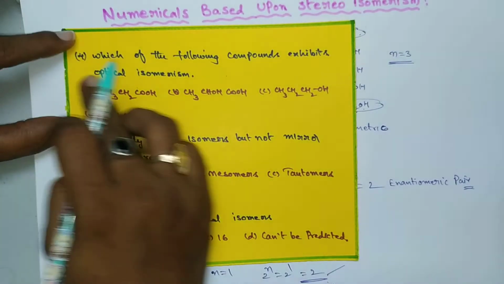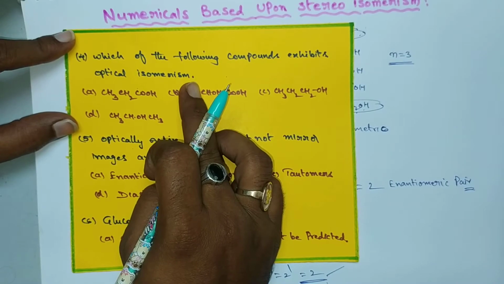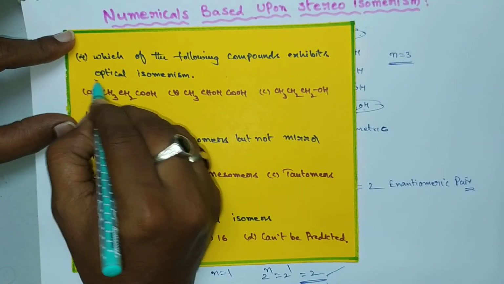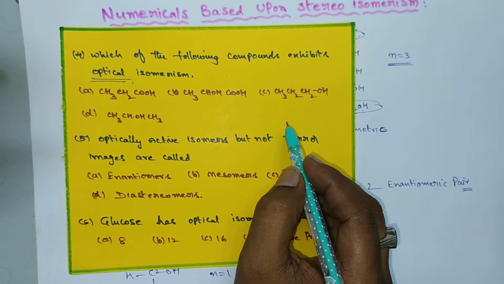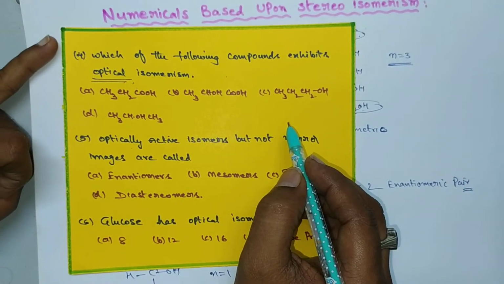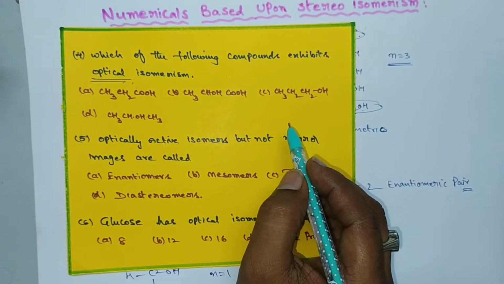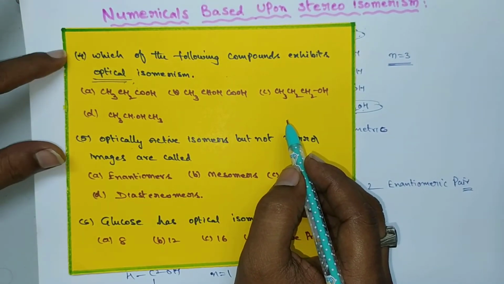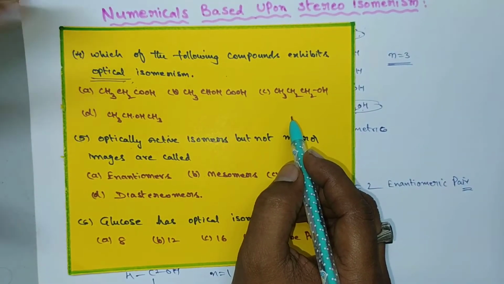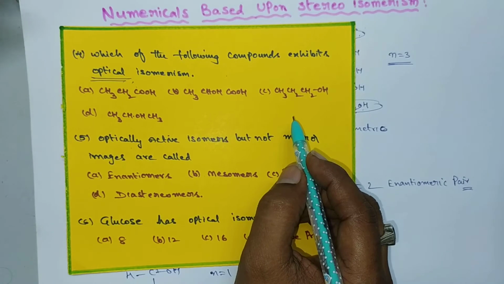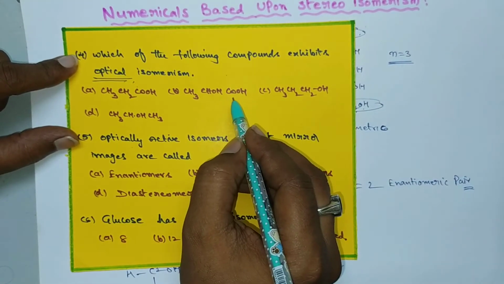the fourth question. Which of the following compounds exhibits optical isomerism? The necessary conditions to exhibit optical isomerism: first, it should consist of a chiral carbon. Second, it should not consist of any elements of symmetry. If the molecule consists of one chiral carbon, we can't check whether it has any elements of symmetry or not, because a molecule containing one chiral carbon is an asymmetric molecule.